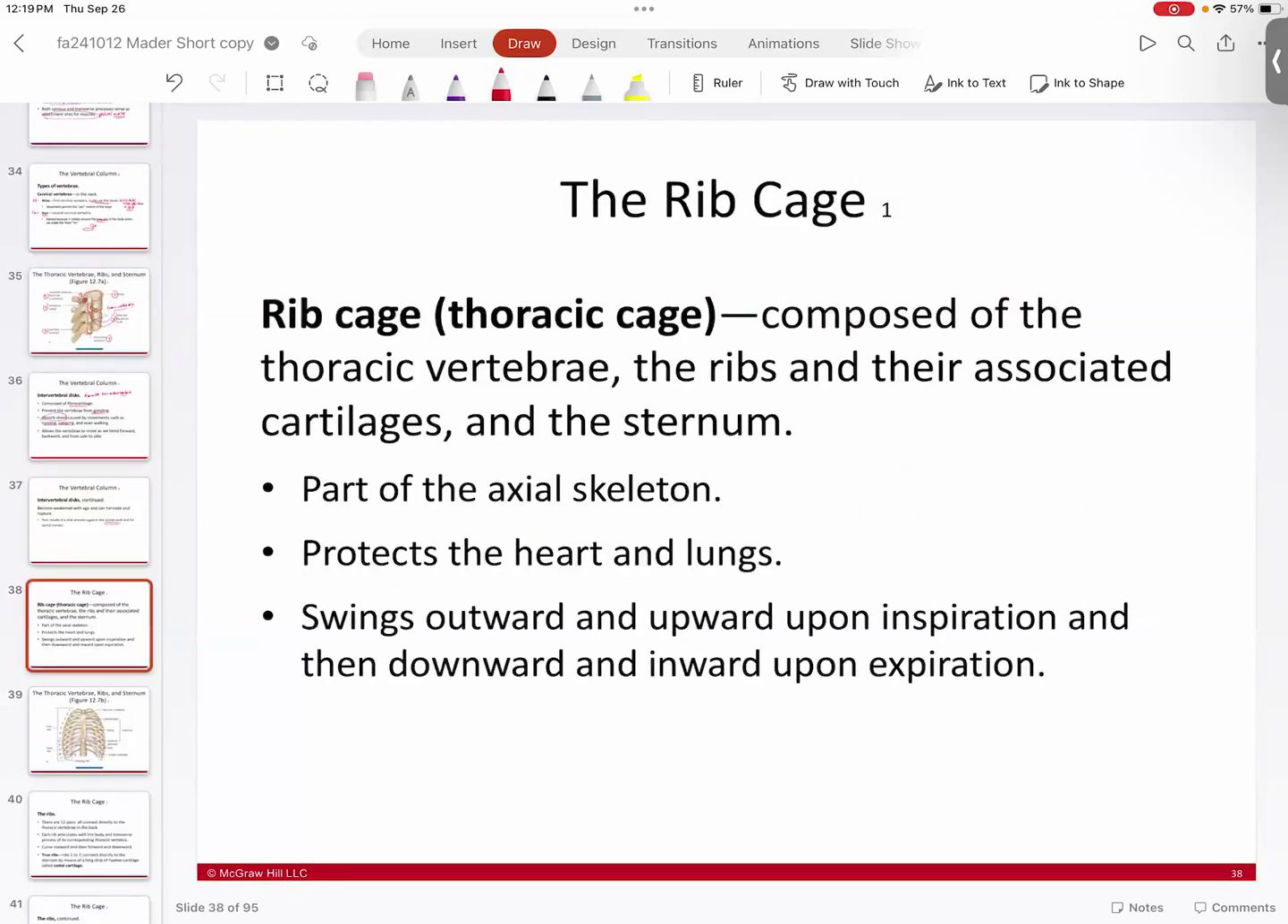So let's go take a look at the rib cage now. The rib cage, or the thoracic cage, is essentially the thoracic vertebrae with your ribs and their associated articulations with the thoracic vertebrae.